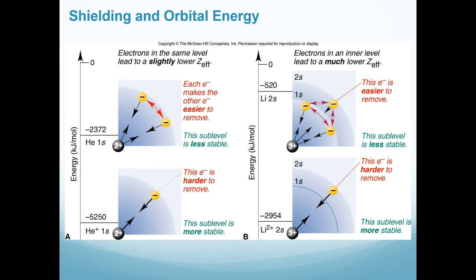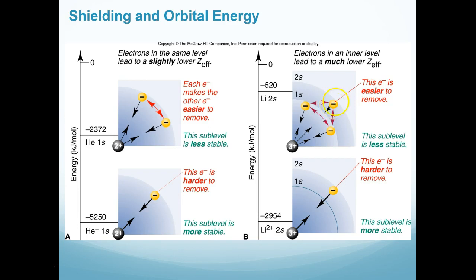Let's look at another case. When electrons are in different levels, let's look at this electron out here. Since we have these electrons in between this electron and the nucleus, these are having a shielding effect. Basically, these two electrons are blocking what this electron out here feels in terms of pull from the nucleus.